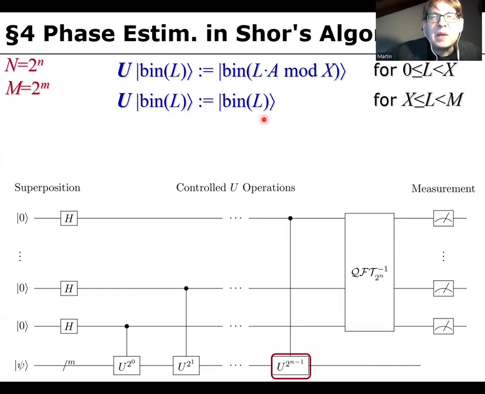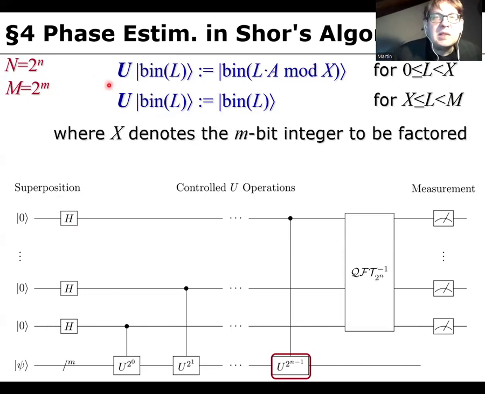Remember, we have capital M, 2 to the m of these base vectors here. And X, now what is X? X is the integer that we want Shor's algorithm to factor. So that enters here as a modulo. And as I said, I'm going to explain in the next session why this is of relevance. This is number theory. And also we have an A.